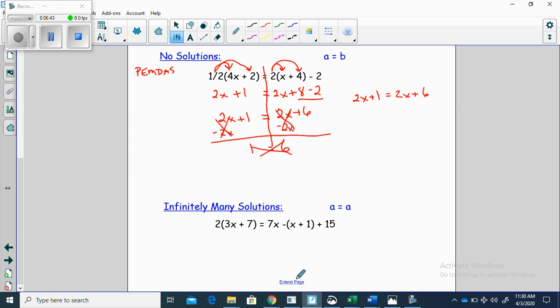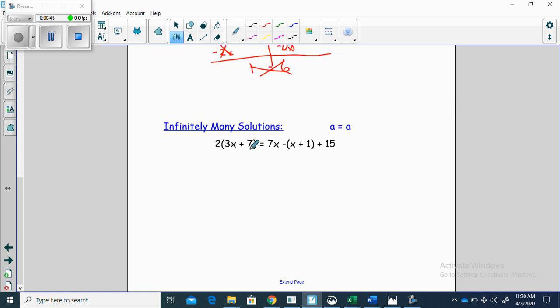And then finally, let's talk about infinitely many solutions. That's a situation where you get to the bottom and you have two numbers that are equal. Now, let's use our same thing we did a minute ago to solve our problems. We know that we need to simplify each expression first. Let's simplify this one. PEMDAS tells us we need to take care of this parentheses here, so we're going to do the distributive property. 2 times 3x is 6x. 2 times 7 is 14.